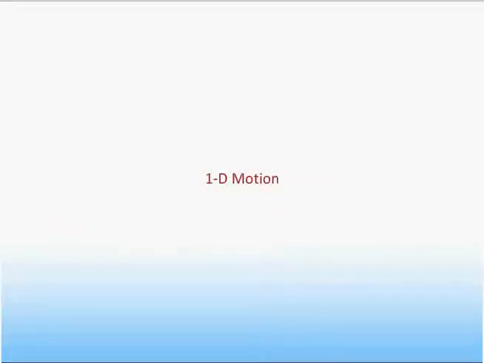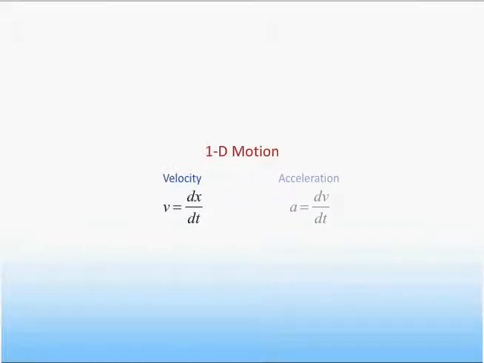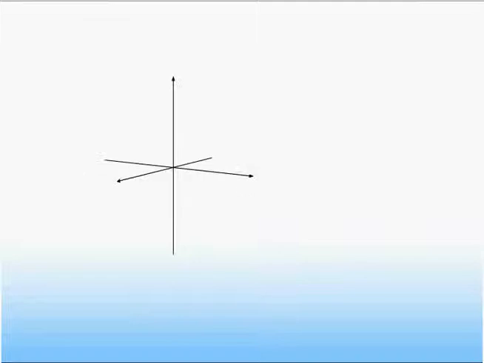To this point, we have restricted ourselves to discussions of motions in 1 dimension. We have defined velocity as dx/dt and acceleration as dv/dt. How do we generalize these definitions to more than 1 dimension? Well, the generalization we make is most easily understood in terms of Cartesian coordinates.